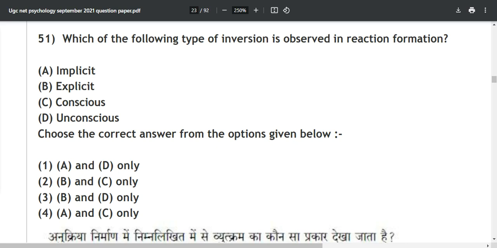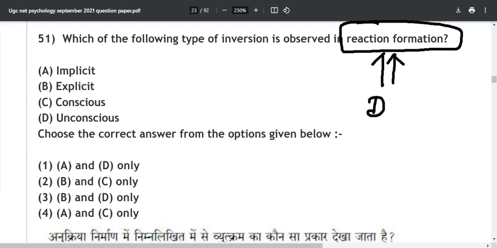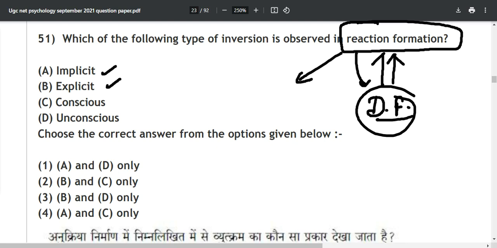First of all, which of the following types of inversion is observed in reaction formation? The options are implicit, explicit, conscious, and unconscious. It's so simple, you just need to understand what reaction formation is, what you do in reaction formation, and what this defense mechanism is referring to. The way you will behave in the reaction formation defense mechanism is the answer for this.